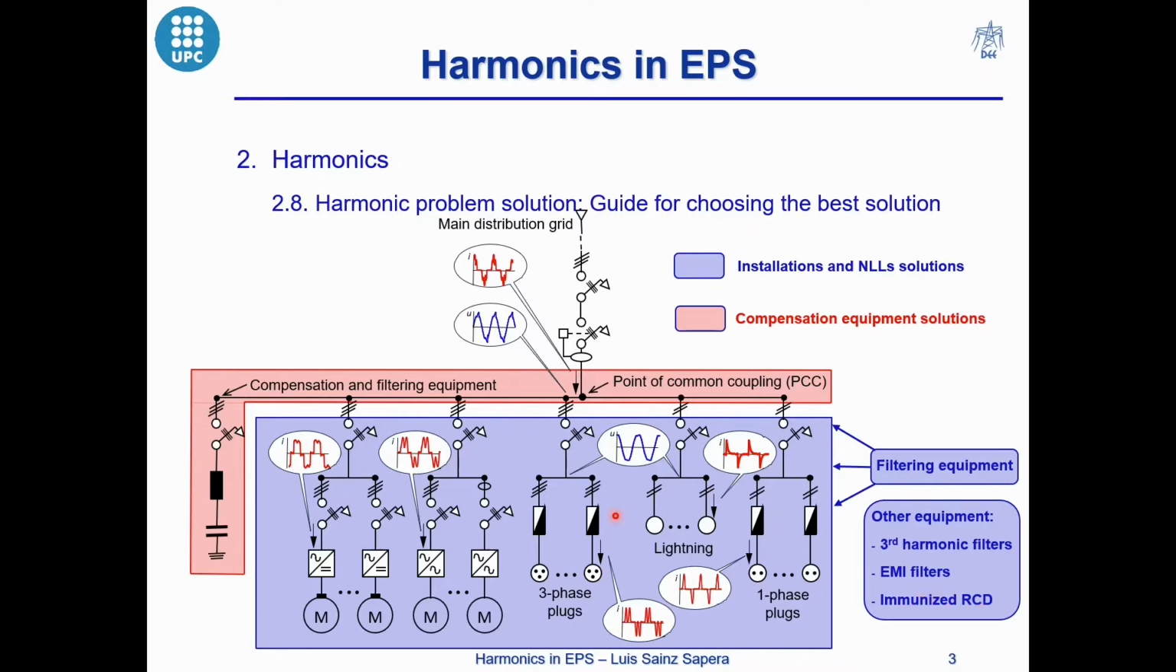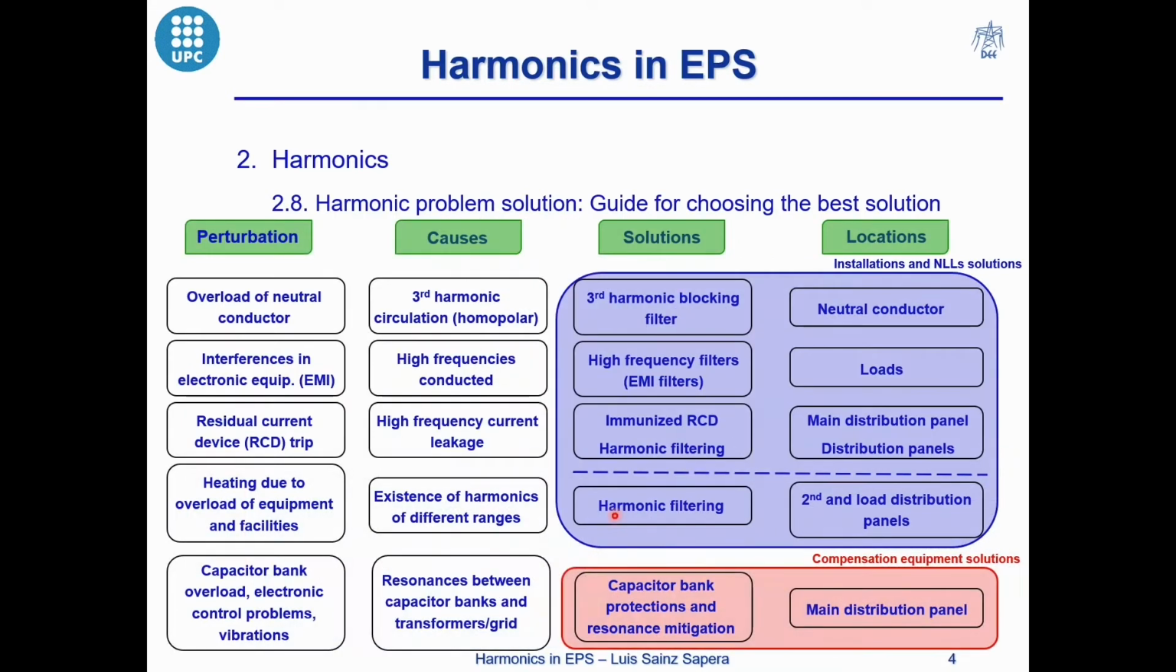In the following table, we have a guide about the main perturbations, the origin of these perturbations, the possible solutions, and their locations. So, this table will be useful as a guide for choosing the best harmonic problem solution. Regarding the installation and nonlinear load solutions, we have the following issues and solutions.